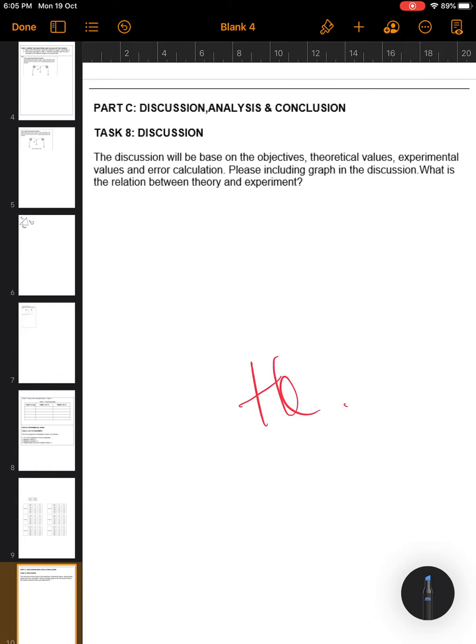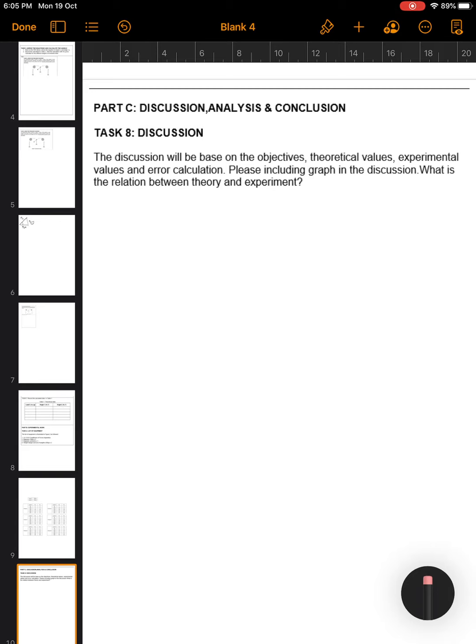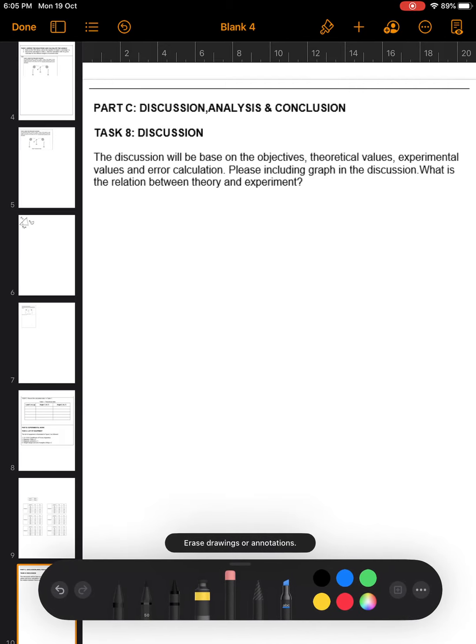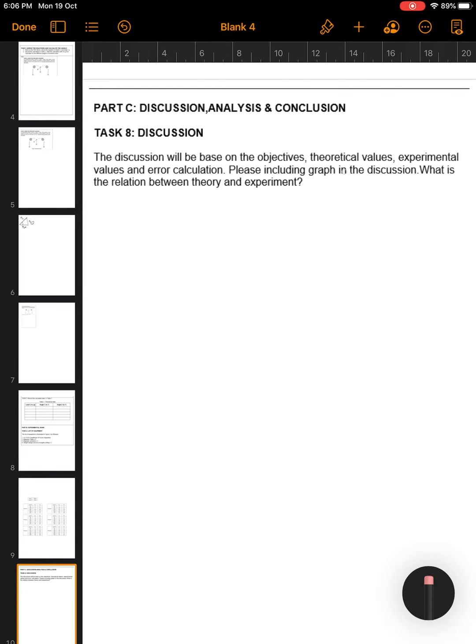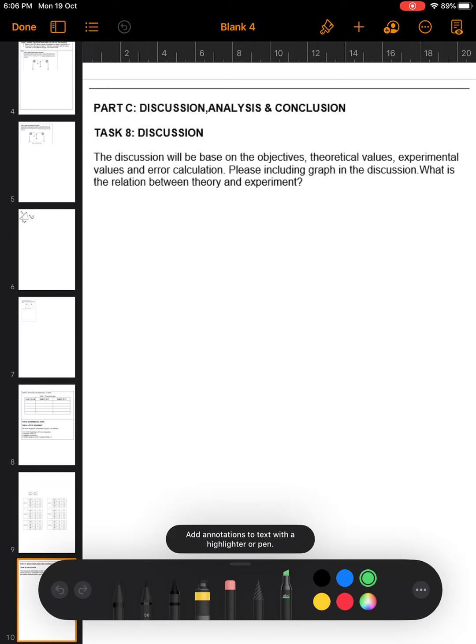Okay, another thing that I want to explain to you is the discussion and conclusion. The discussion will be based on the objective, theoretical value, experimental value, and error calculation. Please include a graph in the discussion. Okay, if you want additional marks, you have to do at least 1 or 2 graphs to explain the result and to explain your discussion.